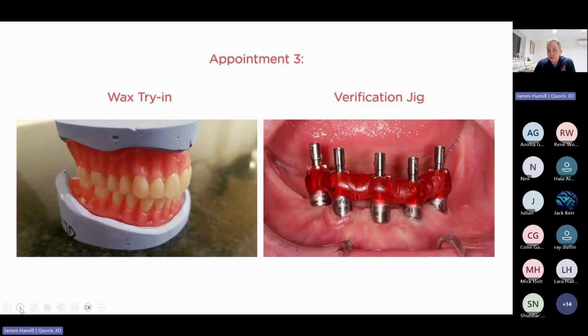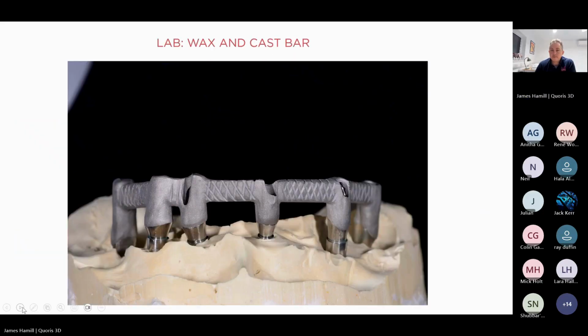But based on the wax block or the wax setup, a wax trial could be created, which would now start to give the patient and yourself an idea of where things were going to go in terms of vertical bite and tooth position. Also an aesthetic check, a shade check could be done at this point. But we still had to have this appointment as appointment 3.